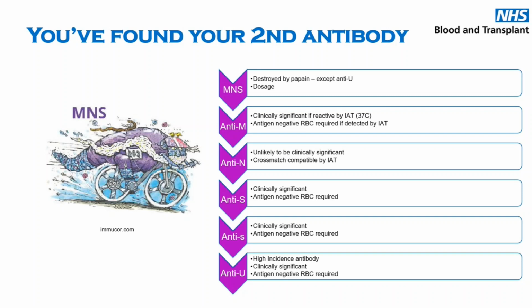And then anti-U is a high incidence antibody within this family of antigens. It is clinically significant, and you will need antigen negative red cells. Spoiler alert, I believe that someone is coming to do a talk on anti-U at some point in the future, so we'll keep an eye out for that one. It'll be a brilliant talk.